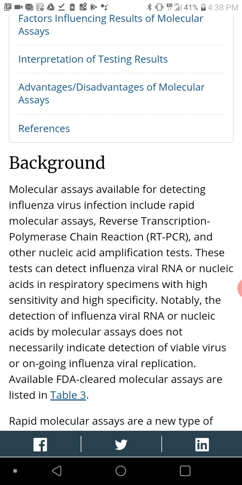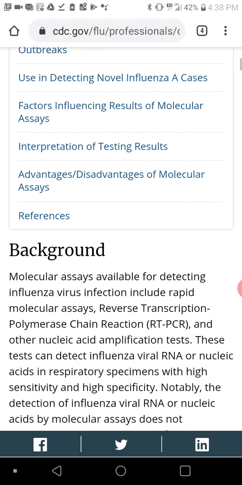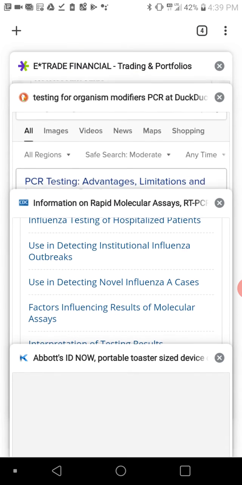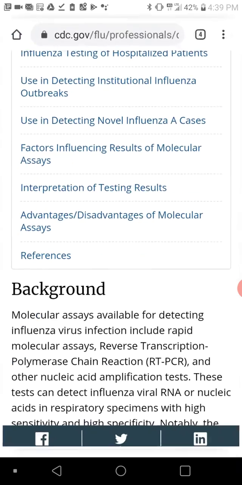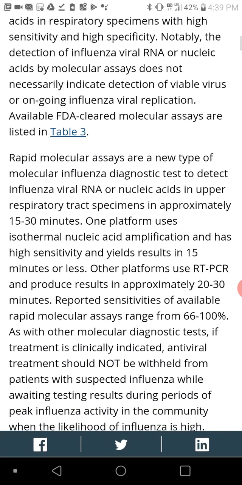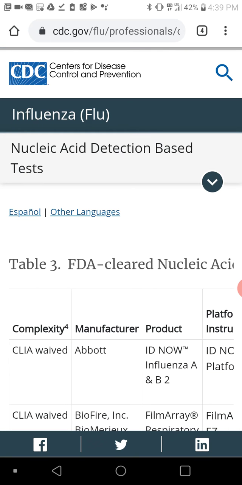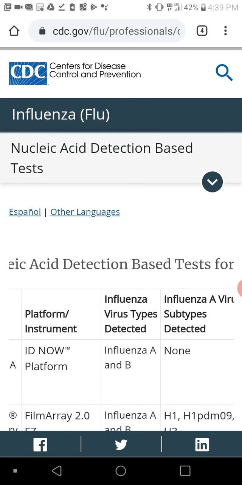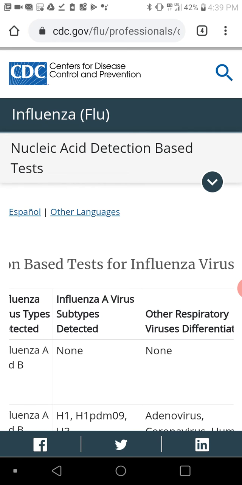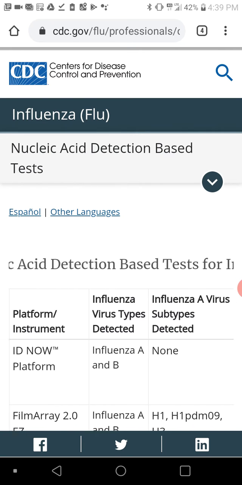Notably, the detection of influenza viral RNA or nucleic acid by molecular assays does not necessarily indicate detection of viable virus or ongoing influenza viral replication. Available FDA-cleared molecular assays are listed in Table 3. And I say, okay, so what's in Table 3? Let's click on Table 3. Table 3 will bring us to a list of tests that are available, FDA-cleared nucleic acid detection-based tests for influenza virus, not COVID-19, influenza virus.